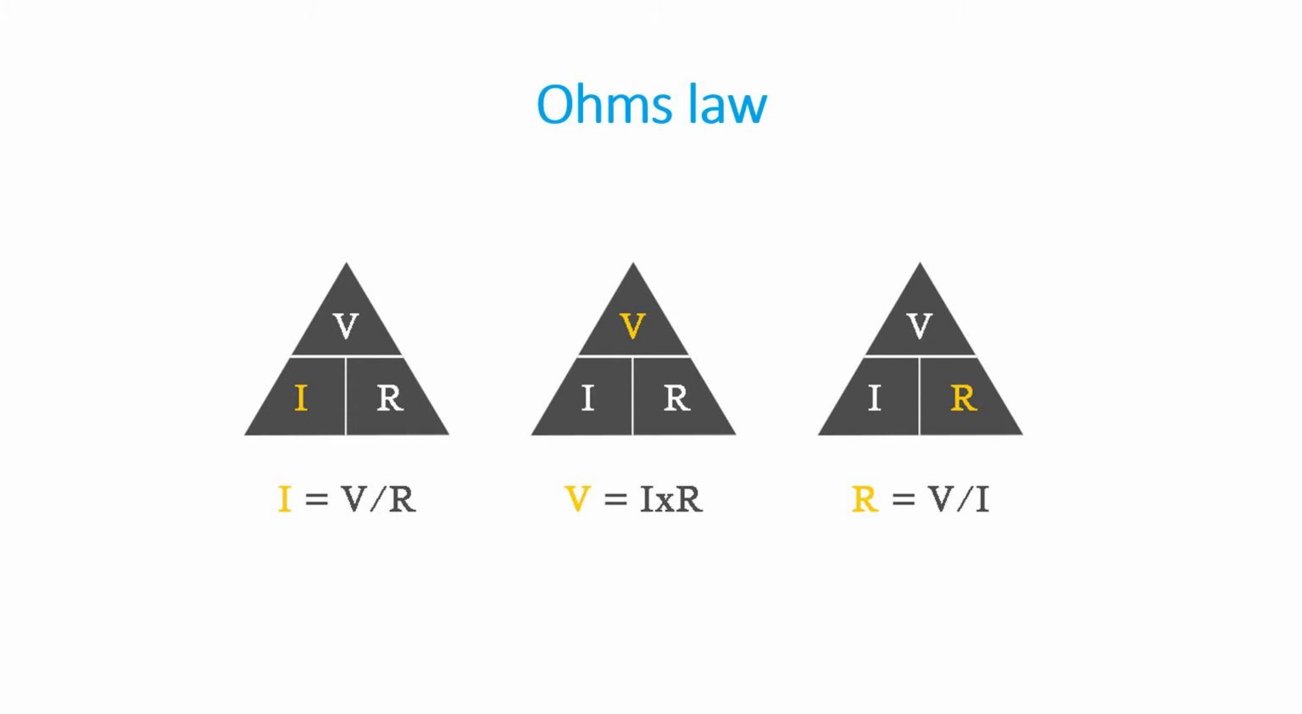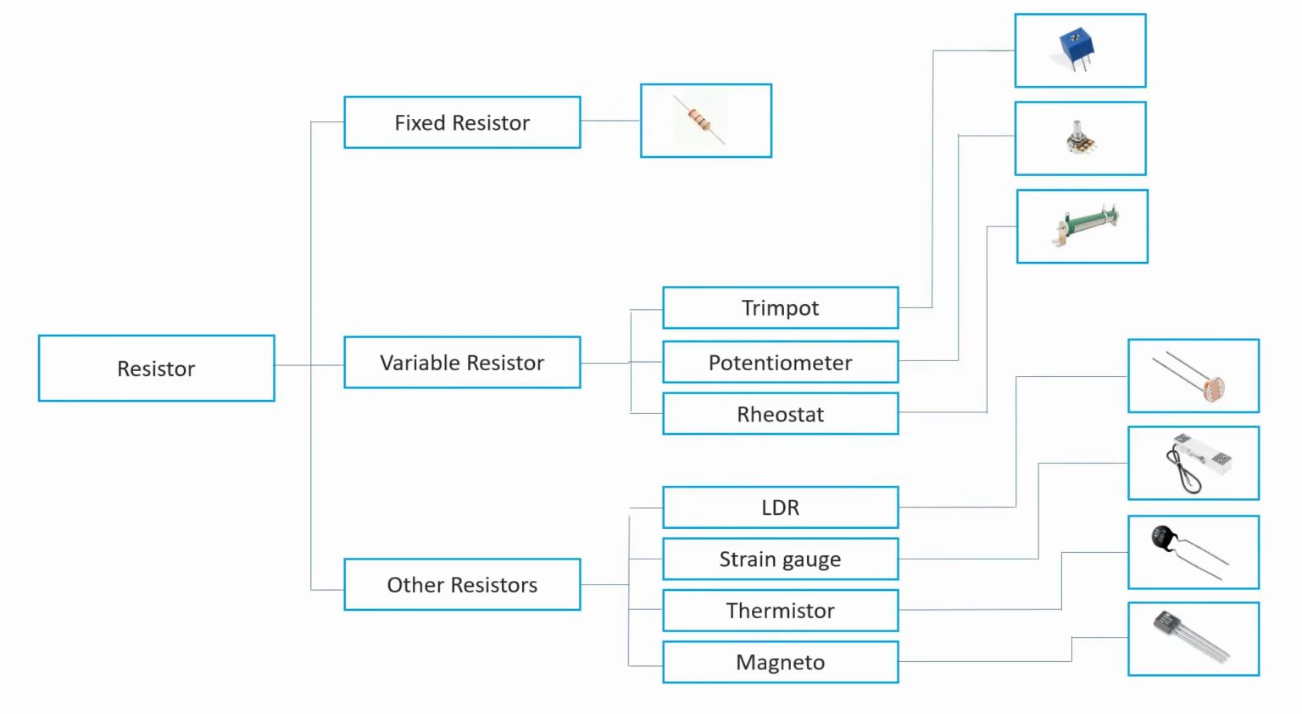So here we can see the equations. If you want to find the current, you should use the first equation, I is equal to V by R. If you want to find the voltage, you should use the second equation, V is equal to IR. And if you want to find the resistance, you should use the third equation, that is R is equal to V by I.